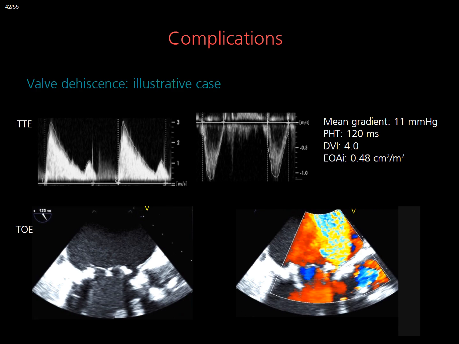Transoesophageal 2D image showed rocking of the mitral prosthesis, with evidence of a paravalvular gap. Color Doppler shows torrential mitral regurgitation secondary to a paravalvular leak with an eccentric jet. This was confirmed as prosthetic dehiscence during surgical correction.